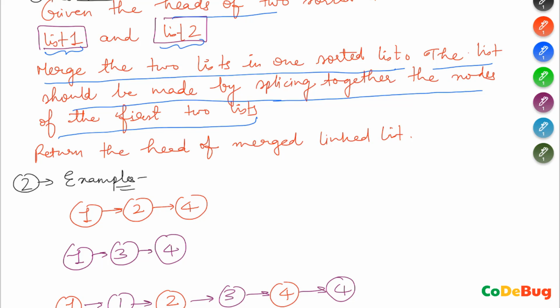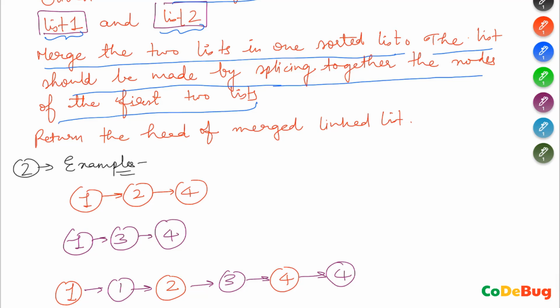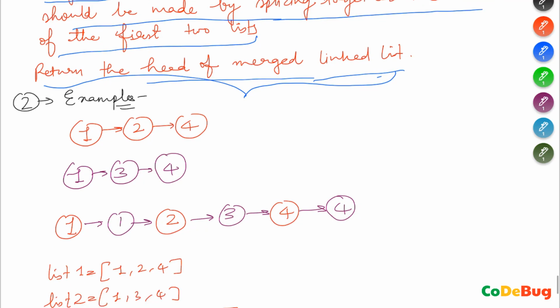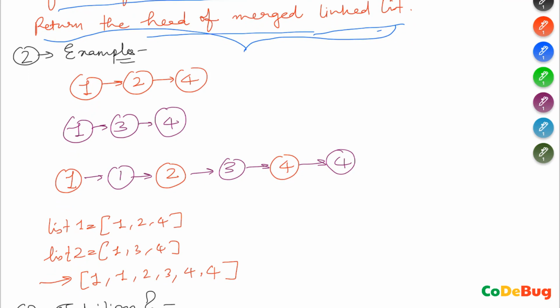So basically we are not creating any new list, we are just altering or modifying the nodes of the previous two lists in order to get the resulting linked list. And what we are returning here is the head of the merged linked list. So this is the question. Now let's go through one example at least to understand what the question is asking.